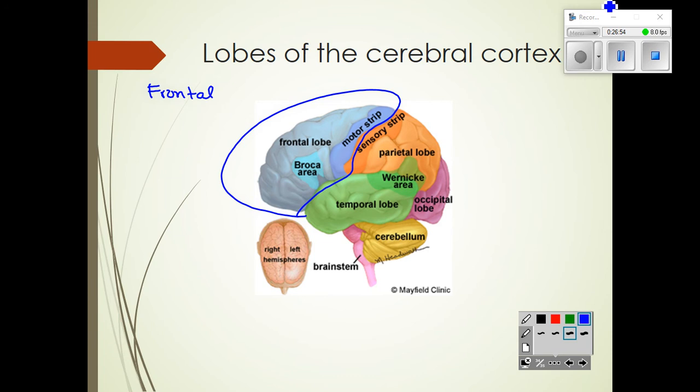Now, you wouldn't have to distinguish, not on a diagram anyway, very specifically some of the substructures of the frontal lobe. For example, that Broca area and the motor strip. Your frontal lobe is involved with a few specific functions. For example, motor control.